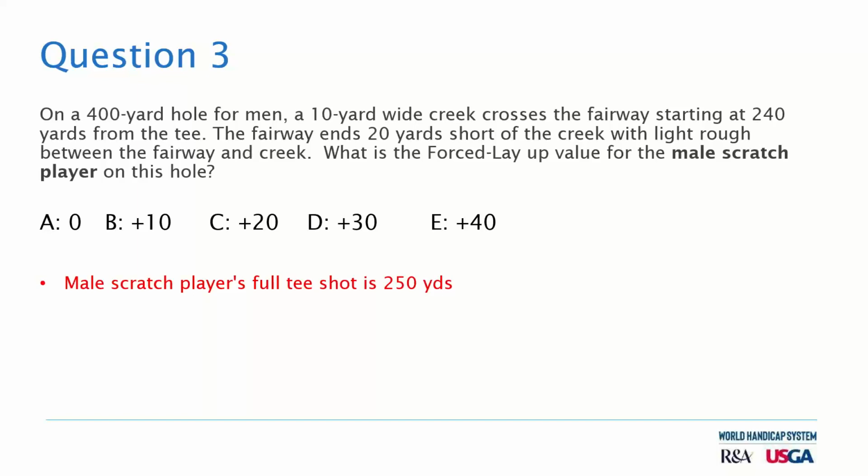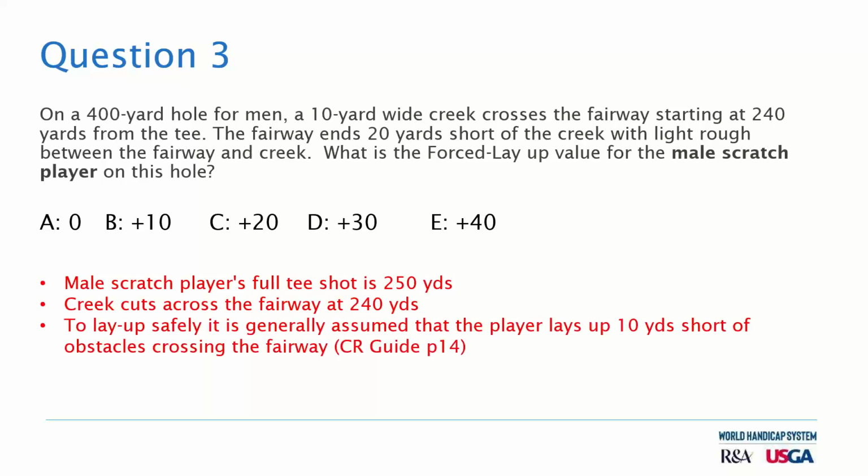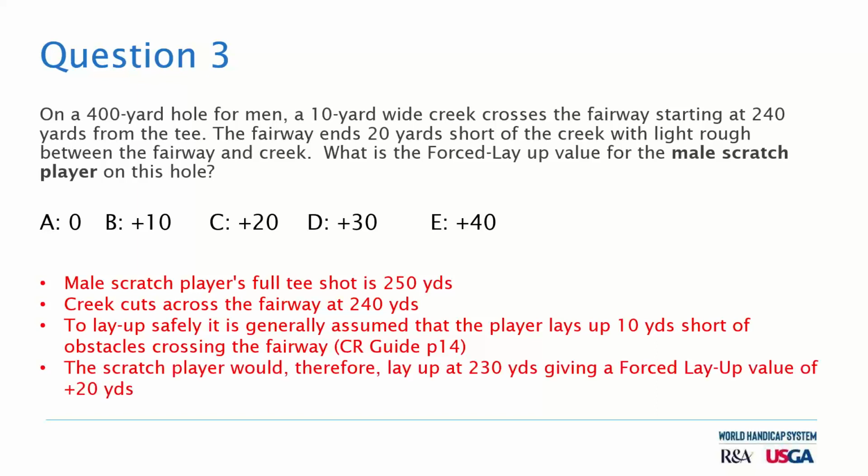So our normal full tee shot distance for a male scratch player is 250 yards. That creek starts at 240 yards. So if they hit their full tee shot, they're definitely in the creek. However, we always say that they want to lay up 10 yards short of the obstacles crossing the fairway. And that's, again, straight from the course rating guide. So that player, to be safe of going into the creek, we're going to say they have to play the ball to a 230-yard distance, which is 20 yards short of their full 250-yard tee shot normal distance. So the forced part of this layup is actually plus 20.